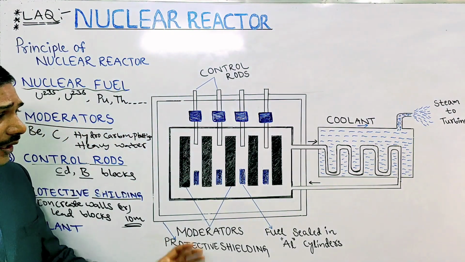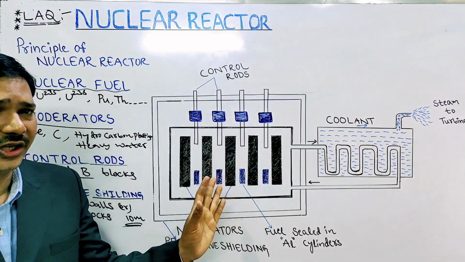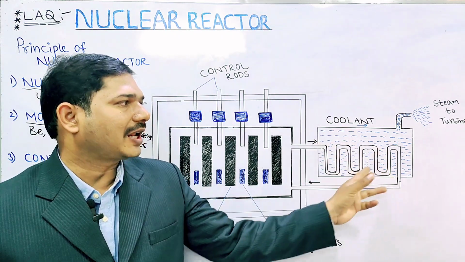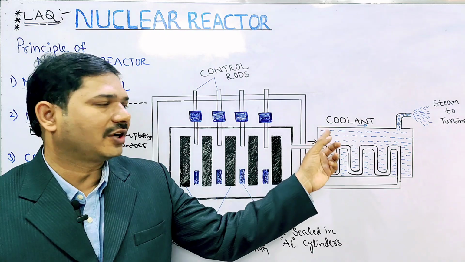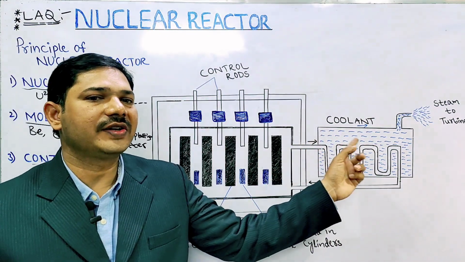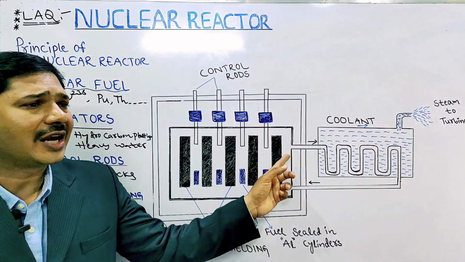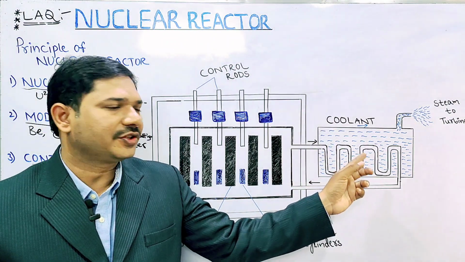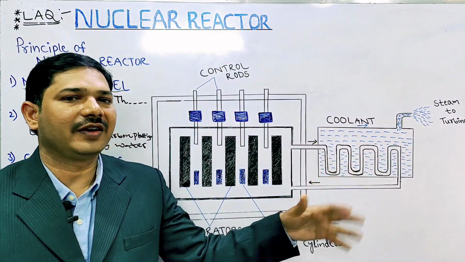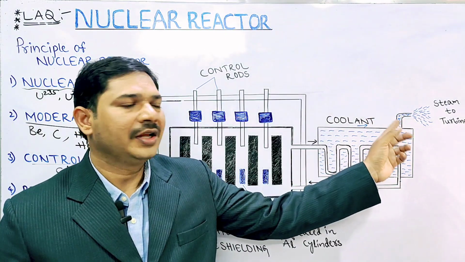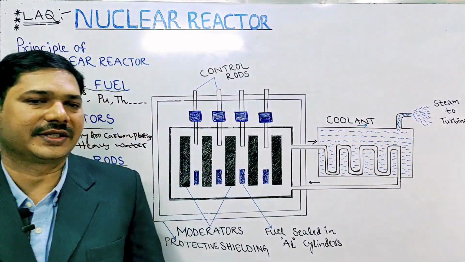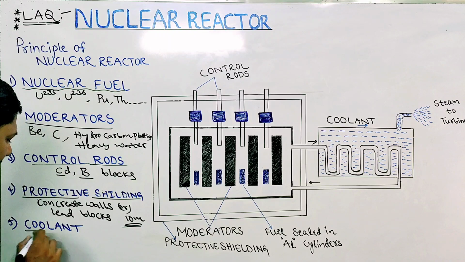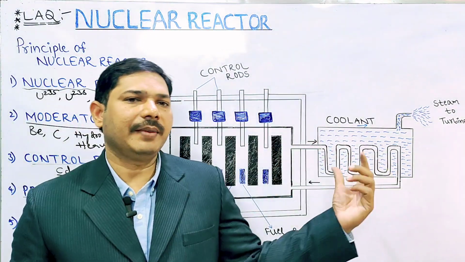The last one: after releasing the large amount of energy, it must move through the pipes. Here metallic pipes are arranged in some arrangement, and that is called coolant. The coolant consists of liquid sodium or water. While this large amount of heat passes through the coolant pipes, what happens? The surrounding liquid becomes hot and gives steam. The steam is used to run the steam turbines. So this arrangement is called coolant. The coolant consists of liquid sodium or water.